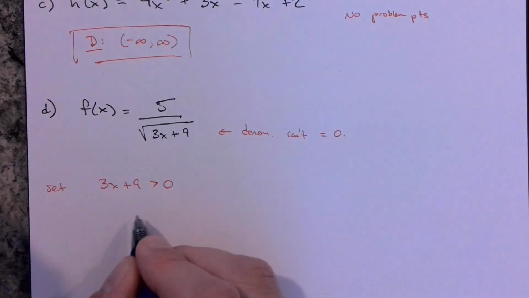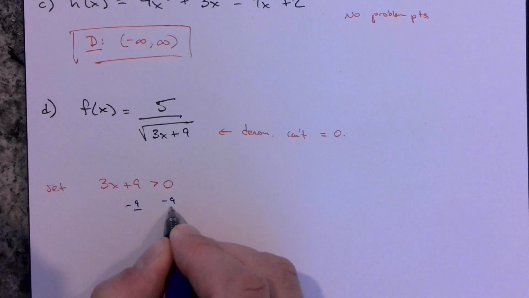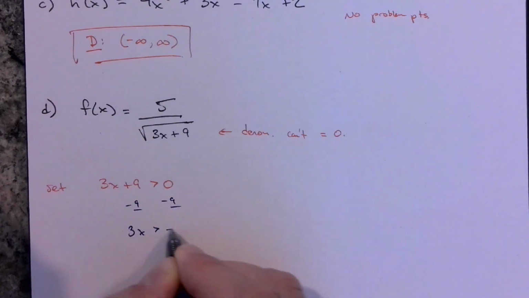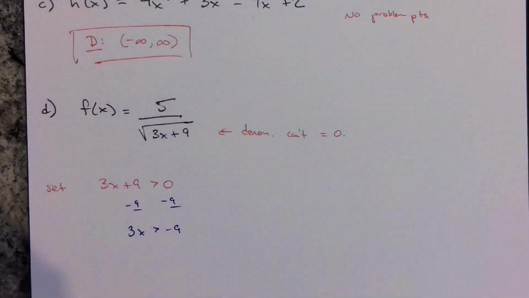So 3x plus 9 is greater than 0. We subtract 9 from each side and end up with 3x is greater than negative 9. And then we divide by 3 and divide by 3. I end up with x is greater than negative 9 over 3, which reduces to negative 3. So we have x is greater than negative 3. This is the domain. All right, you found it.